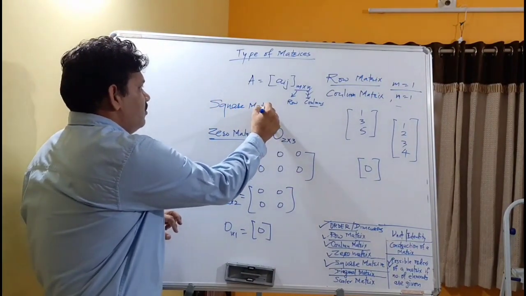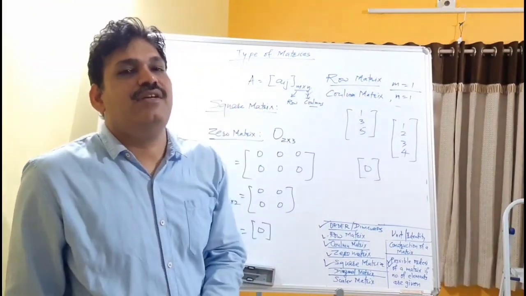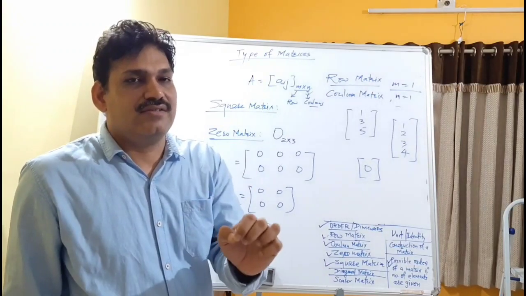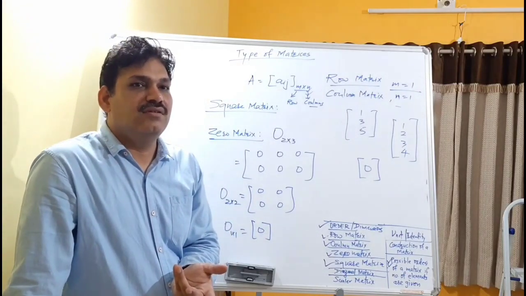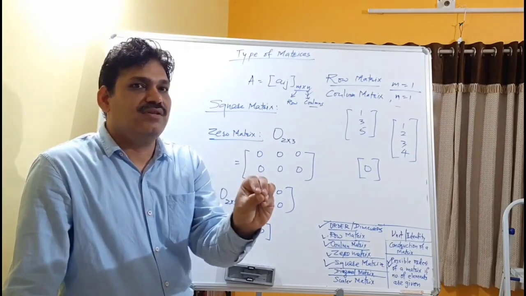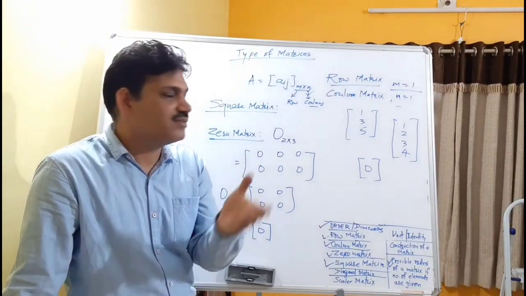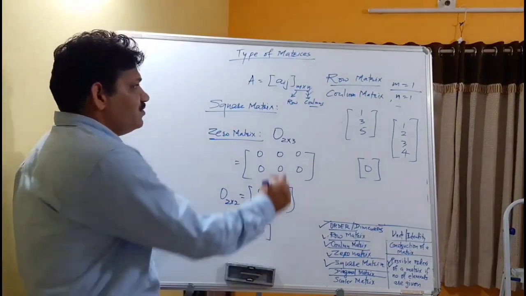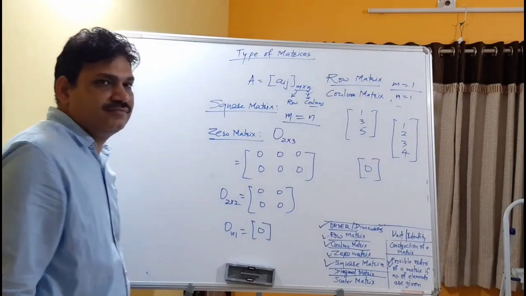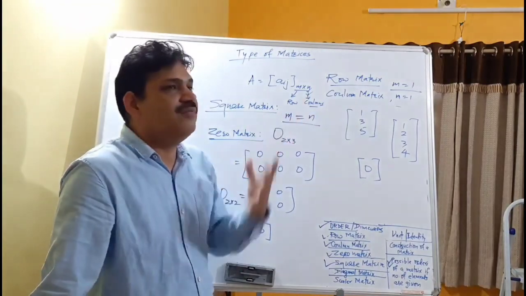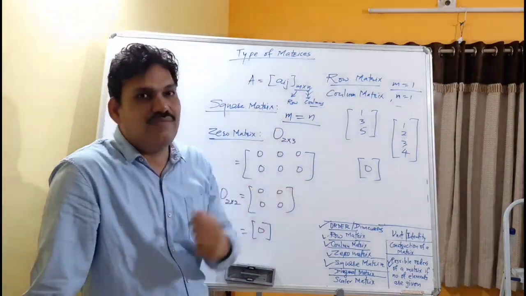Square matrix. See, by definition, every matrix is rectangular. And you know by geometry, a rectangle is said to be a square if its dimensions, that is length and breadth, are same. In the same way, if the number of rows is equal to the number of columns, that is the row index and the column index are equal, if m is equal to n, then the matrix is known as a square matrix.